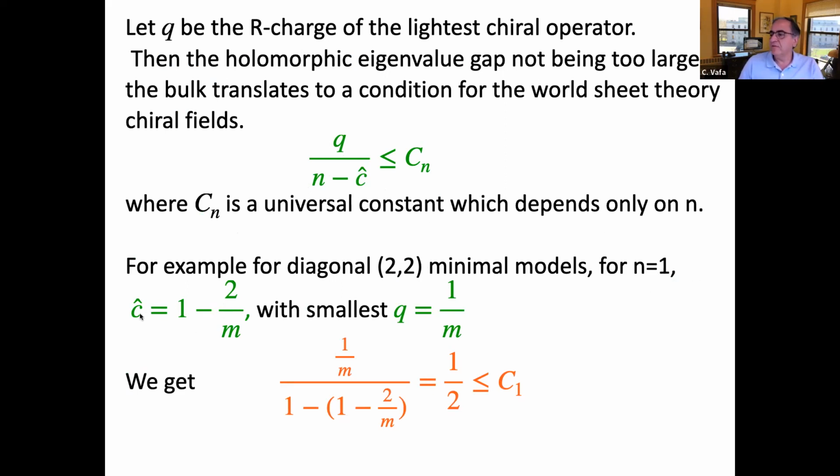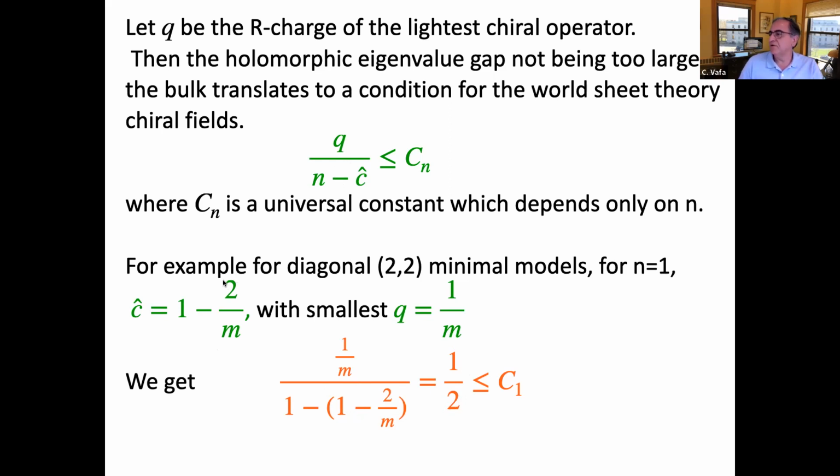So for the mth minimal model, the c-hat is 1 minus 2 over m, and the smallest chiral operator has charge 1 over m. And so if you construct the corresponding dimension, the mass of the bulk operator is going to be proportional to (1/m) over (1 minus 2/m), because the central charge of the theory is 1 minus 2 over m. So if you plug it into this formula, you find that the m's cancel and you get 1/2. So as you take m to infinity, you cannot make this any bigger for the infinite series of that one.